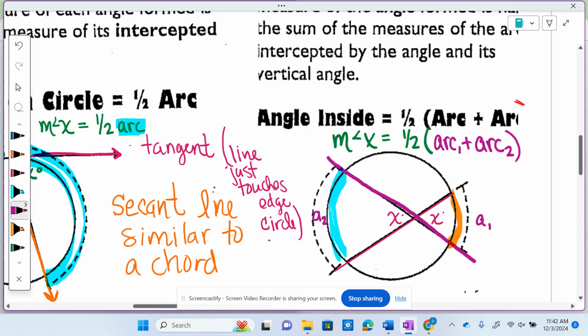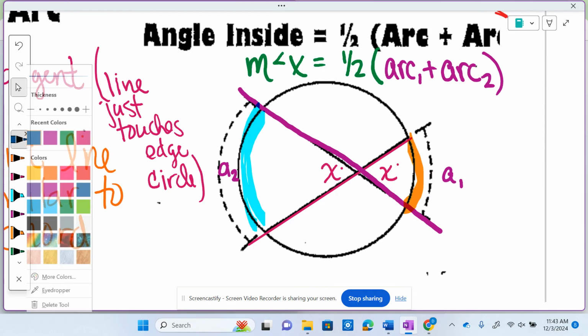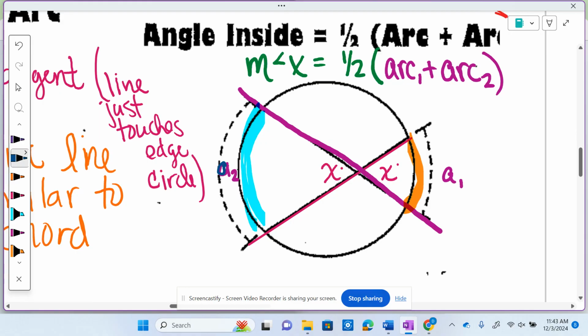So I just labeled those A1 and A2. I don't know if you can see that or not, so I'm going to make it nice and big. These actually say A1, like A for arc, A1 and A2. It just keeps getting sloppier as I write on it. Okay, so those are my little arcs.